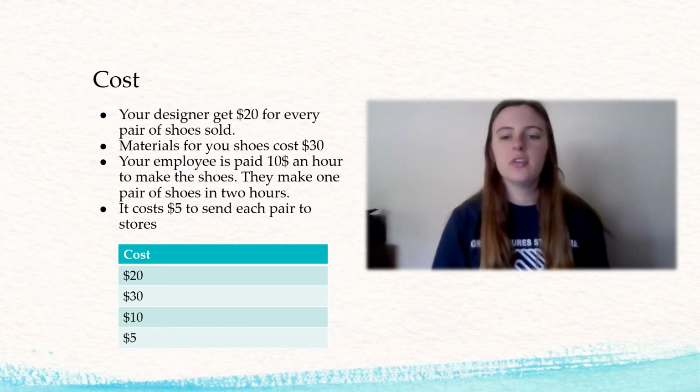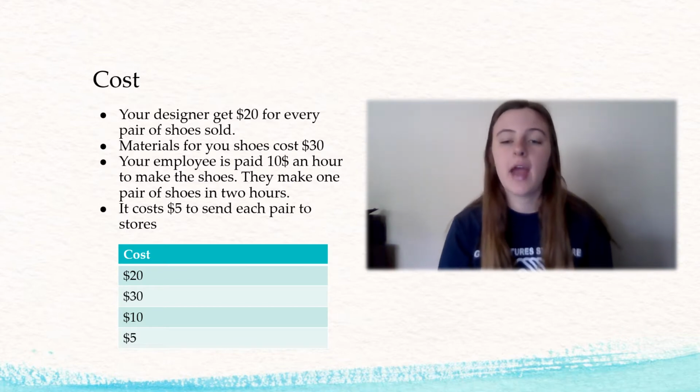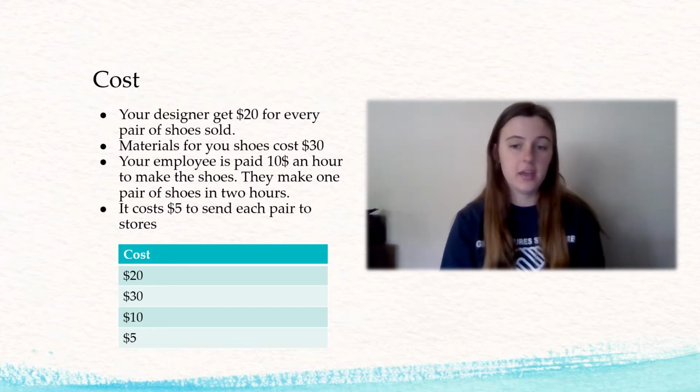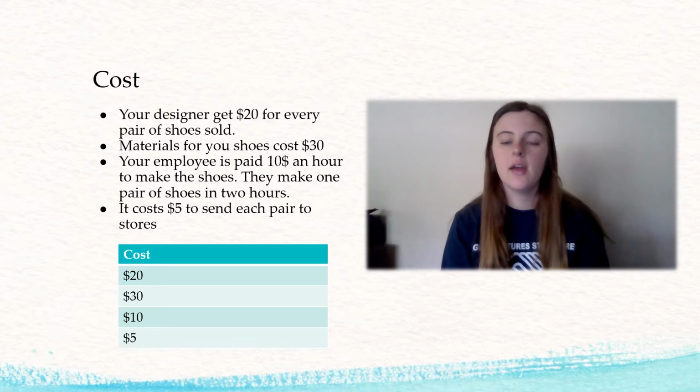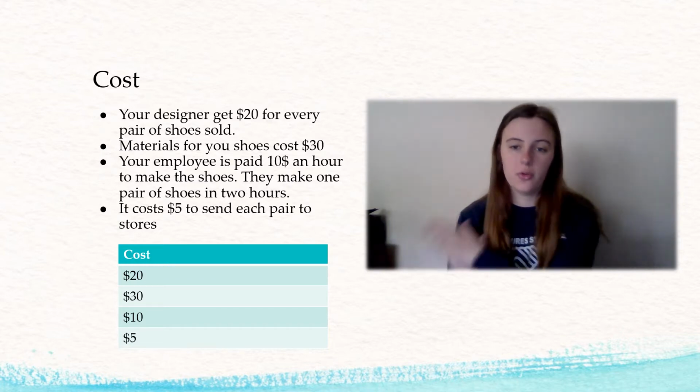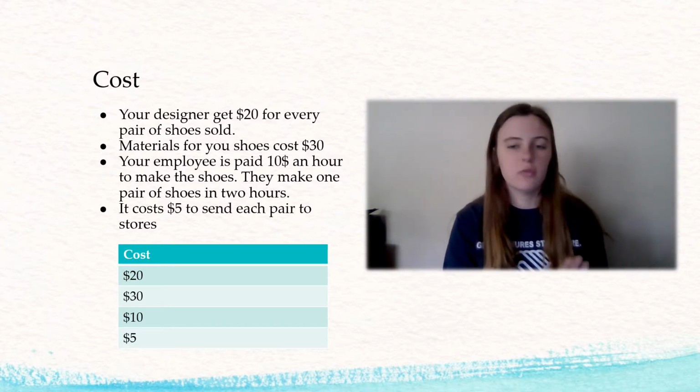So suppose your designer gets $20 for every pair of shoes sold, okay? So that's $20 towards your cost. Materials for your shoe, now we're talking about one pair of shoes, so this will get multiplied for all the pair of shoes that you sell. But let's just focus on this.